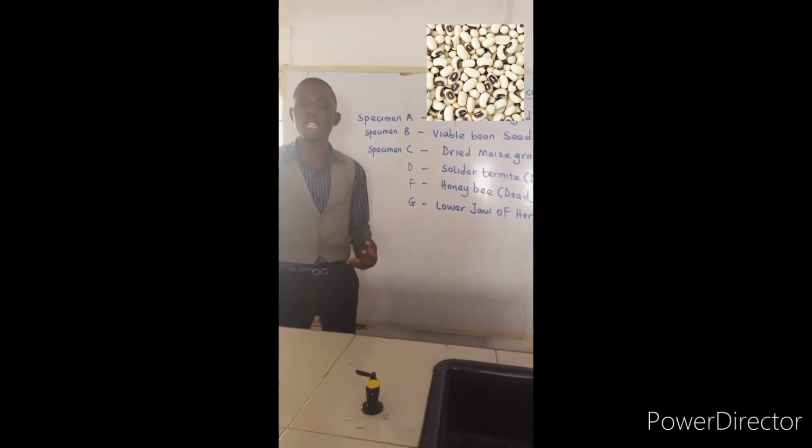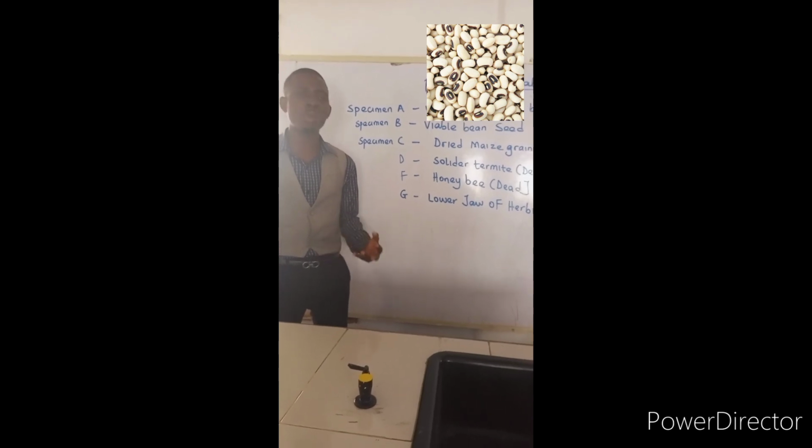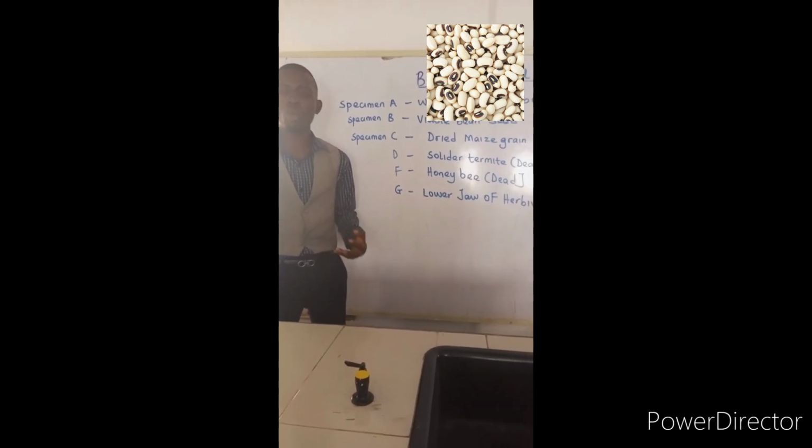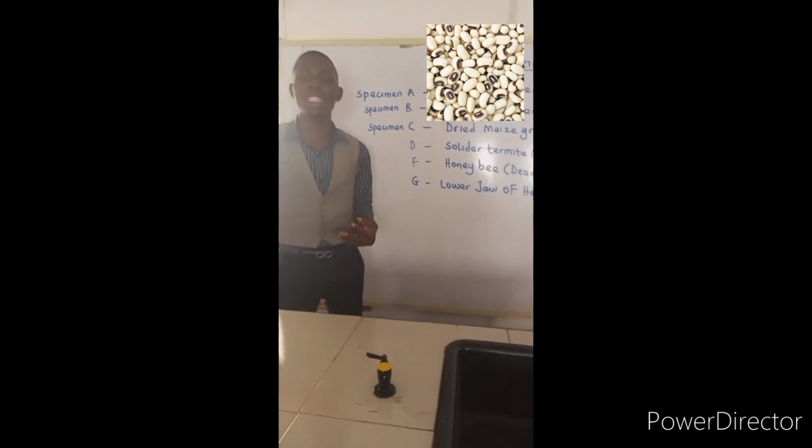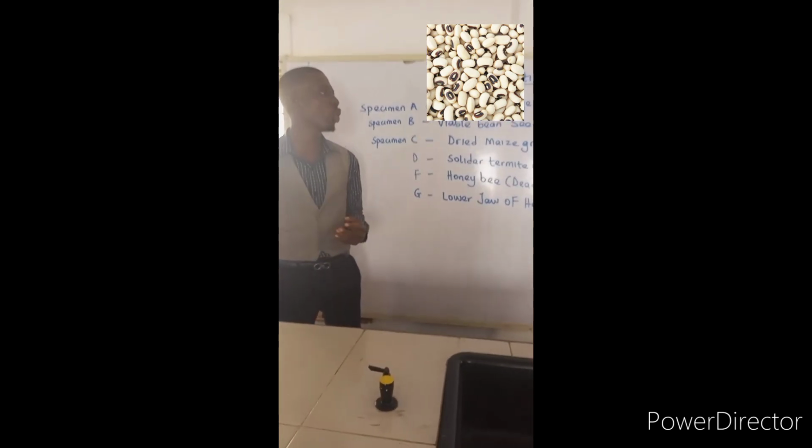Because of that, it helps to bring about growth. It helps to repair worn tissue. It helps to promote enzymatic activities in the cell. Those are the functions of specimen B.